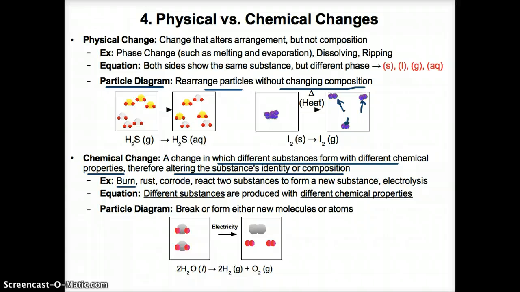Examples include burning, rusting, which is reacting with oxygen, corroding, which we'll learn about later, reacting two substances to form a new substance, and electrolysis. Electrolysis, by the way, and please write this in your notes, is the passing of electricity through a liquid or a solution to decompose or break down a more complex species into simpler ones. We'll see more on this in a minute.